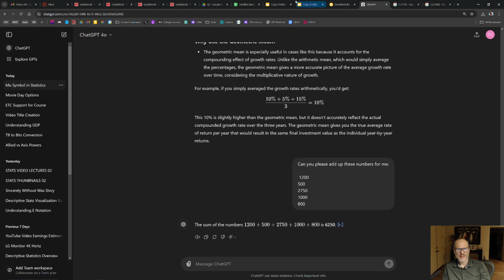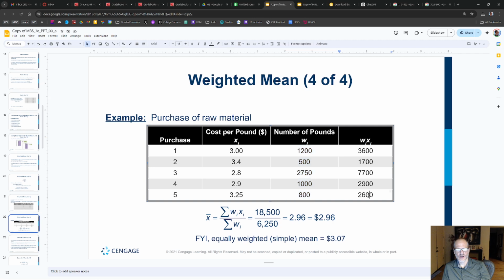And this is a 6250. And so 6250 is what we wanted down here. And so now when we add up all these numbers here, that should be 18,500, this should be 6250, and we get that, we get 296. So the weighted mean, the amount that we paid, is 296, and the equally weighted simple mean is 307.